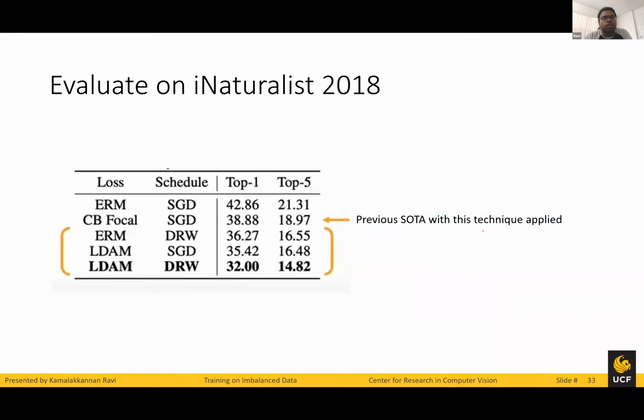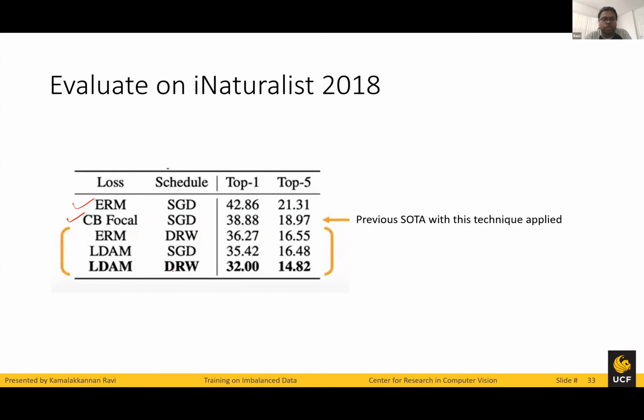Moving on, we then experiment on the iNaturalist data set. We again have the state-of-the-art methods, ERM, and class balanced focal loss. Then we also mix and match with the proposed method LDAM and deferred reweighting, ERM, and then deferred and stochastic gradient descent. There as well we see improvement overall, and all the numbers mentioned here are the error percentage.